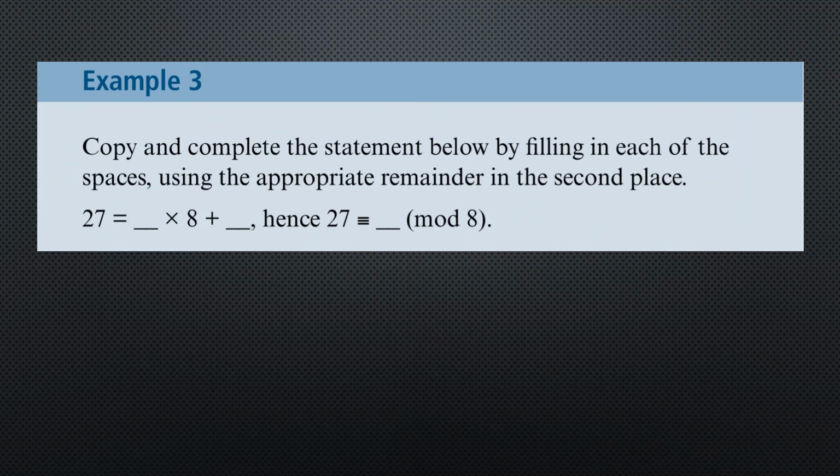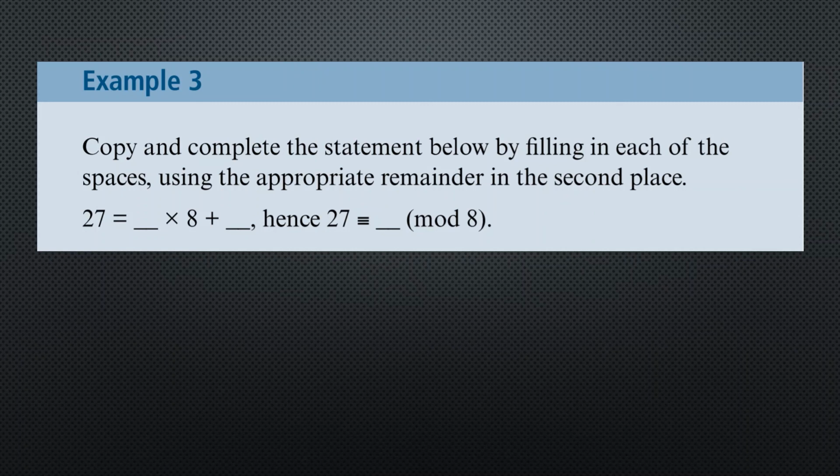Copy and complete the statement below by filling in each of the spaces using the appropriate remainder in the second place. 27 is a certain number of 8s plus some other number. And we're working in mod 8, that's why there's a multiplication by 8 there. So let's think about it.